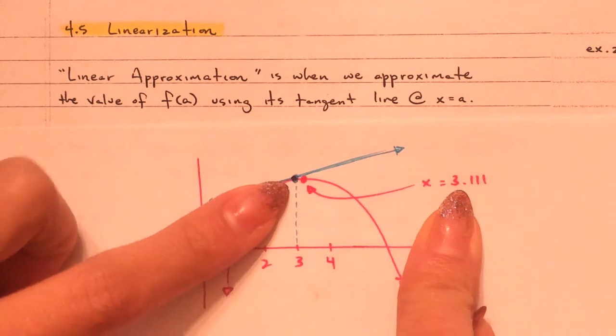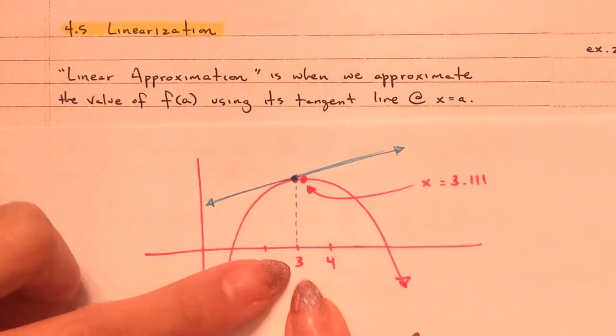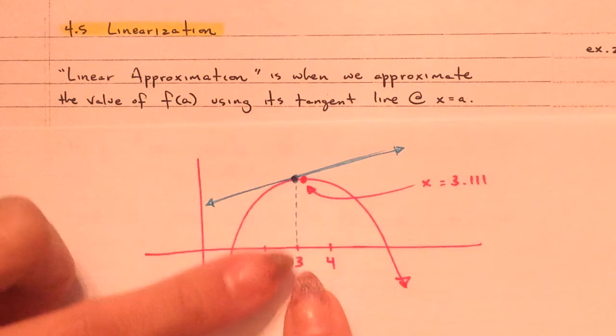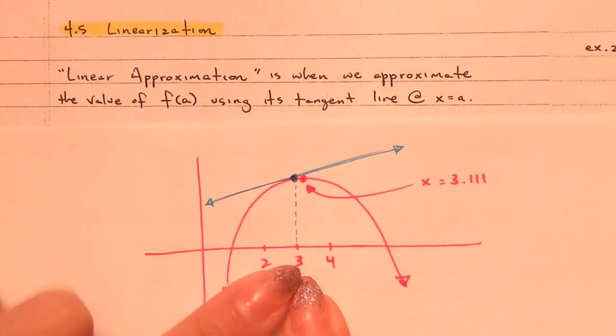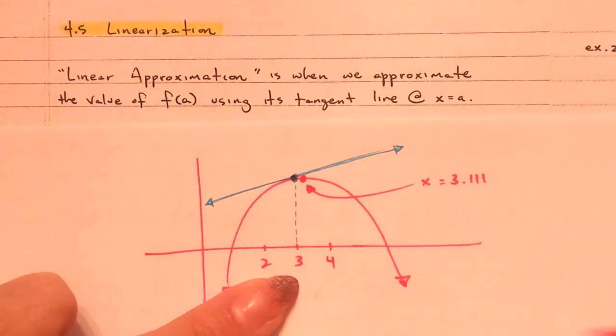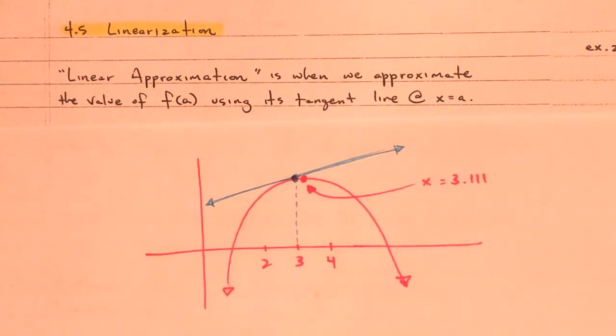So we don't just use the y value at 3. What we do is find a tangent line at 3, and then we plug in 3.111. So let me show you an example.